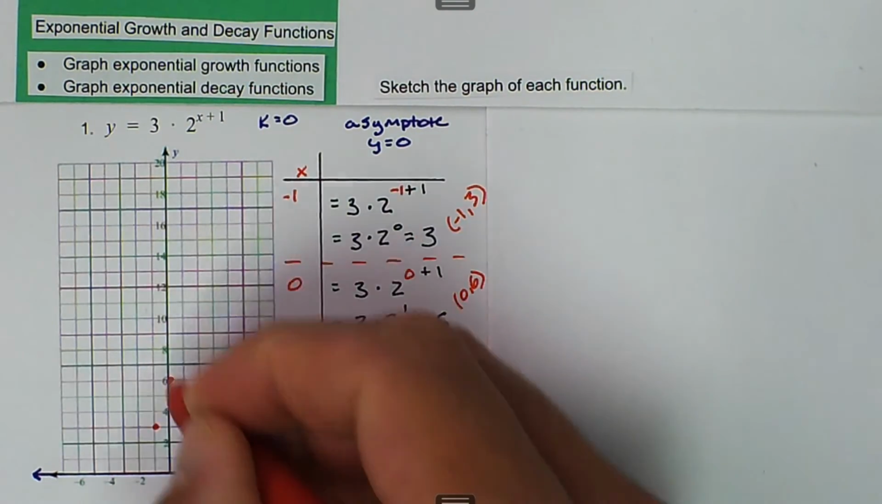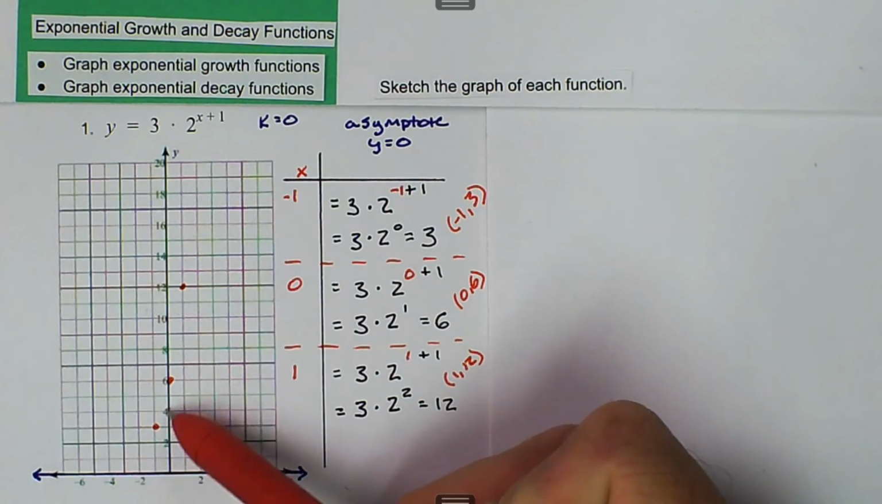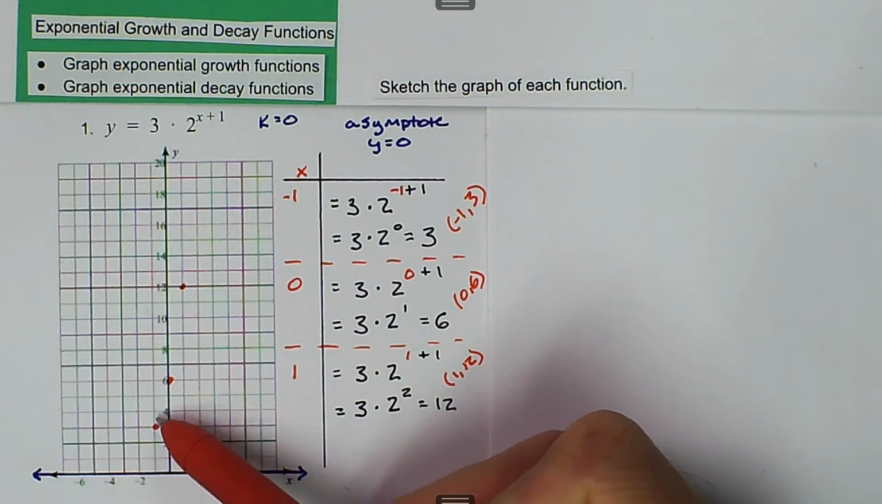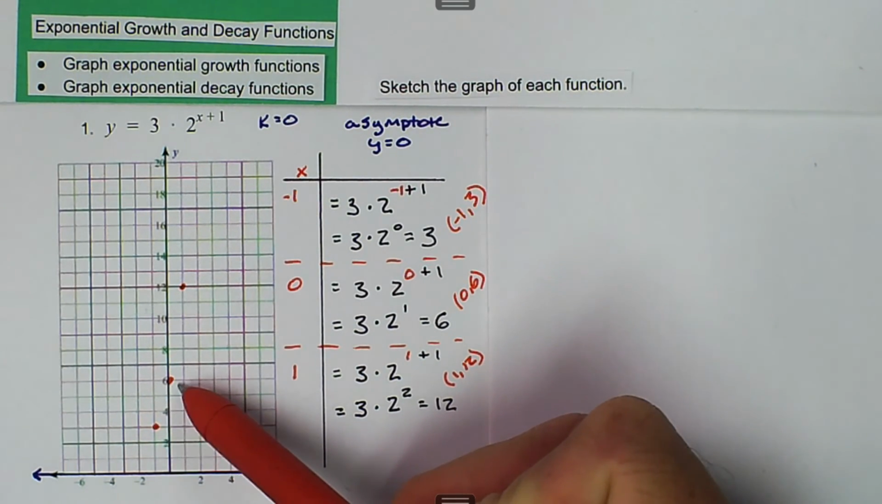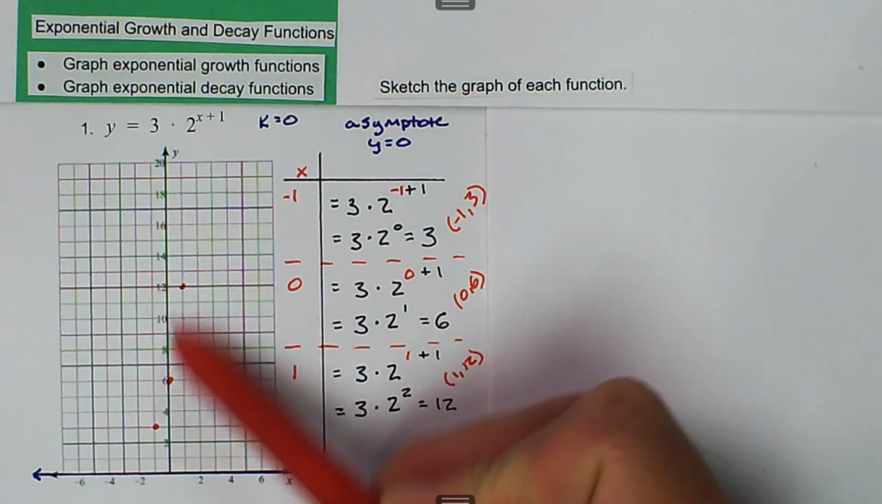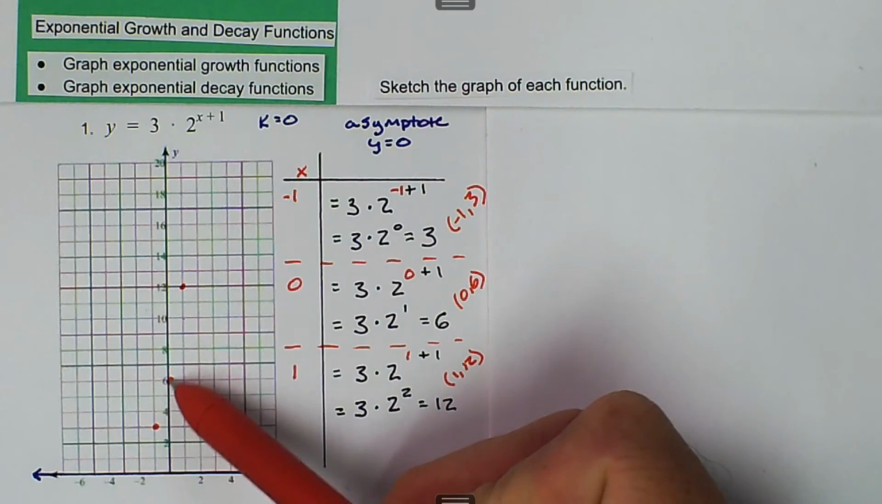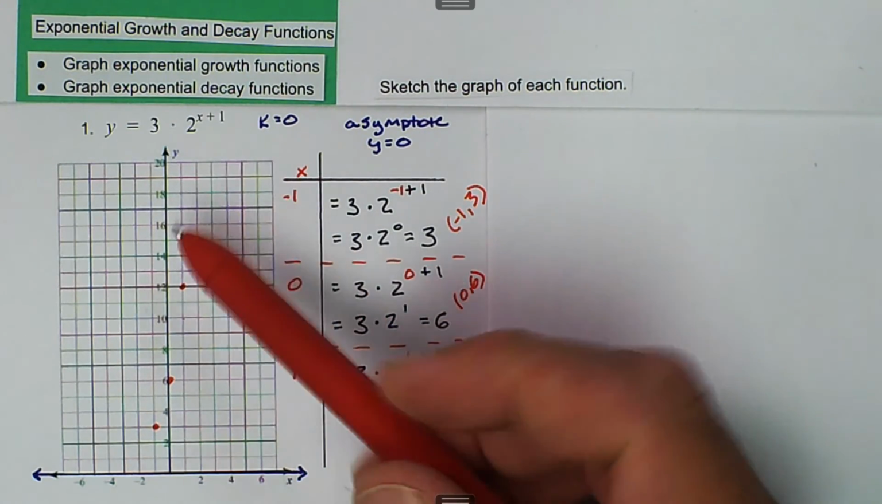So over 1, up 12, and the next one is going to be off. And then we can see how much it's growing by. So from here, we go 1, 2, 3. So we go over 1, up 3, and then we go over 1, up 1, 2, 3, 4, 5, 6. So basically this is getting doubled every time. So 3 to 6, the next one's going to be 12. That's going to be off our graph.